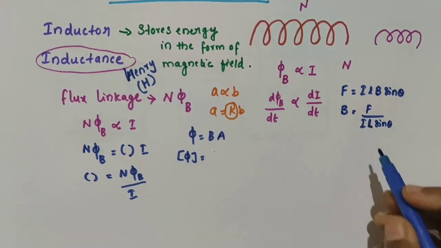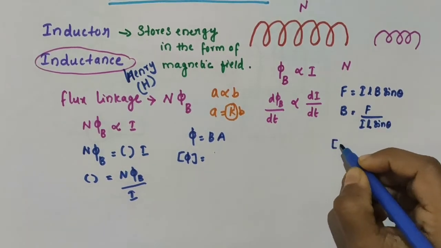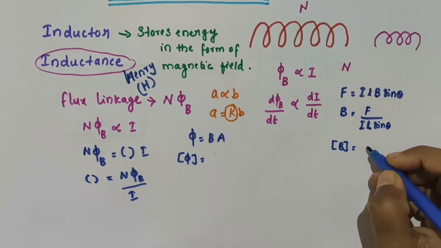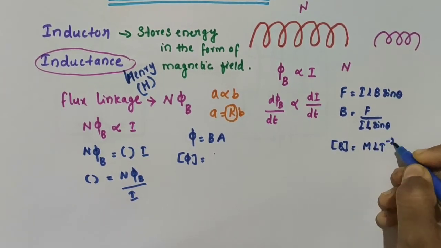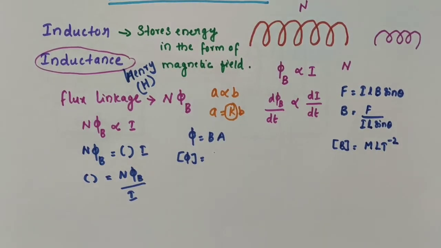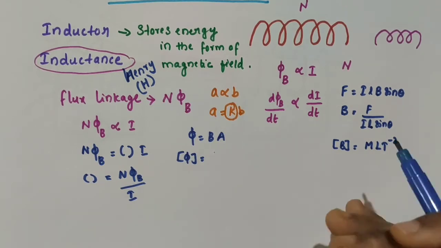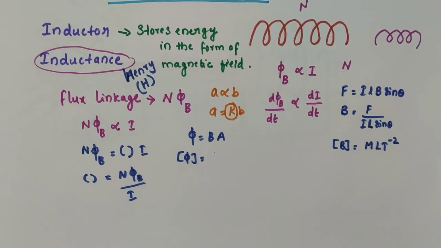Now, the dimension of magnetic field will be the dimension of force divided by the dimensions of I L. Force is mass into acceleration, so M L T raised to minus 2. If you don't remember how to find the dimensions of such physical quantities, I will provide the link in the description box, because you have already studied this in the 11th standard. If you are not getting this, please see that video too.